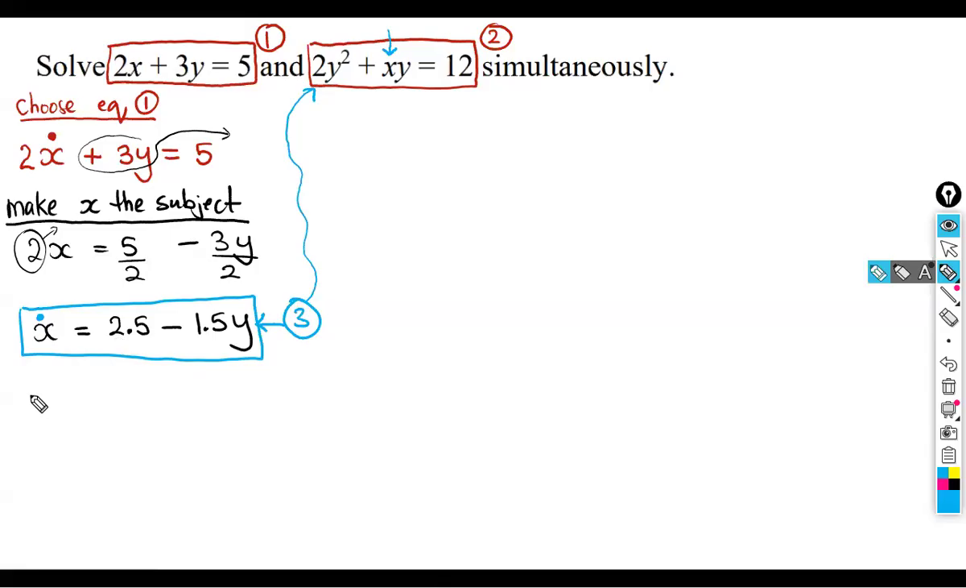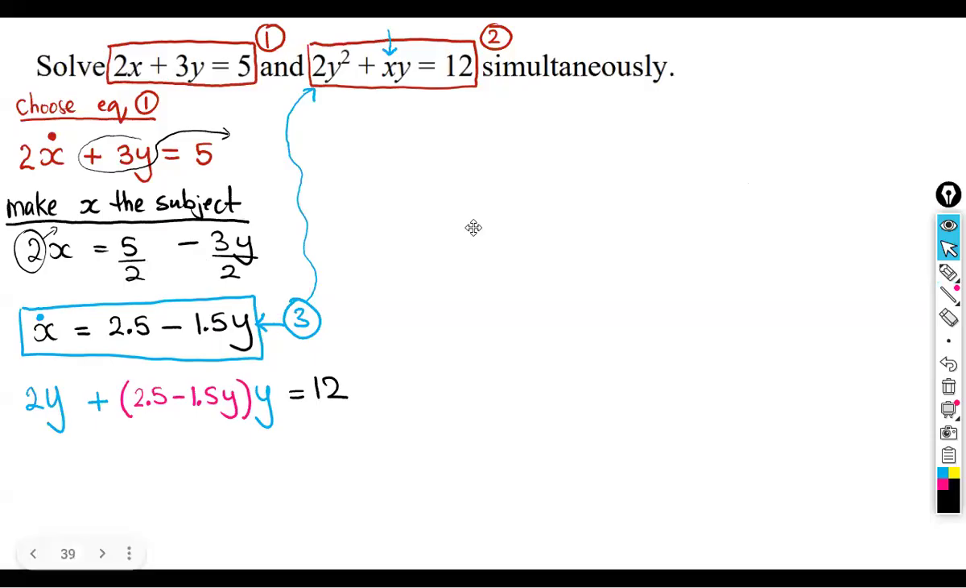So I have 2y plus the letter x here, right? I have to throw away that x, and I'll use pink for that. Throw him away and put 2.5 minus 1.5y, close brackets, and then I have the letter y waiting here. And this whole thing is equal to what? 12. How many of you have the substitution part there correct?